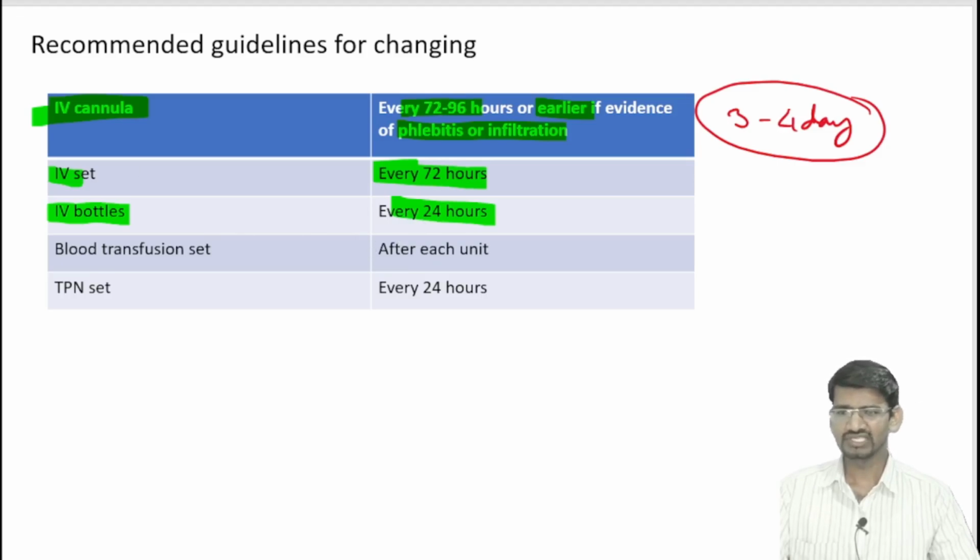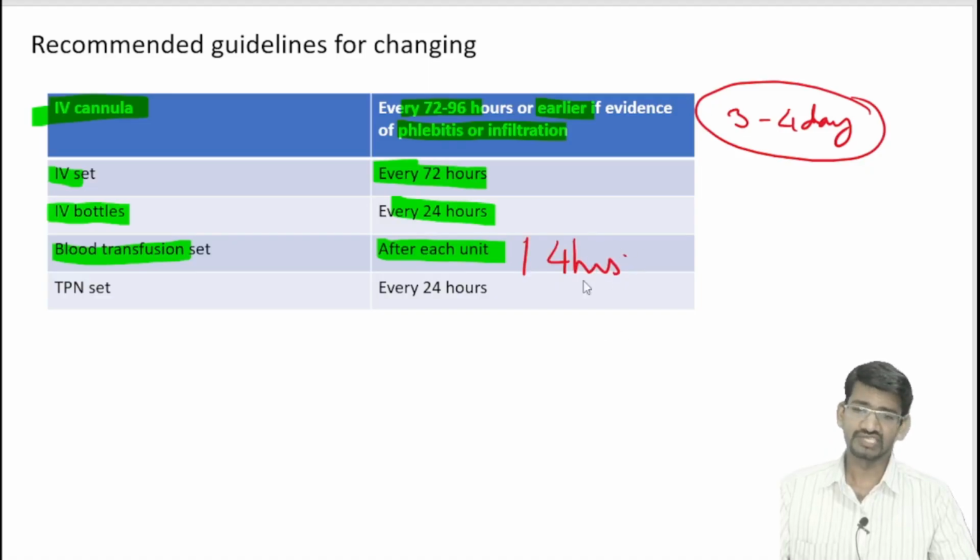Then the blood transfusion set. The blood transfusion set will be changed for every unit. For each blood unit we have to change the transfusion set, and it is recommended at least every 4 hours to change the BT set. Then for TPN, the drip set for TPN, every 24 hours we need to change the TPN set or the drip set.